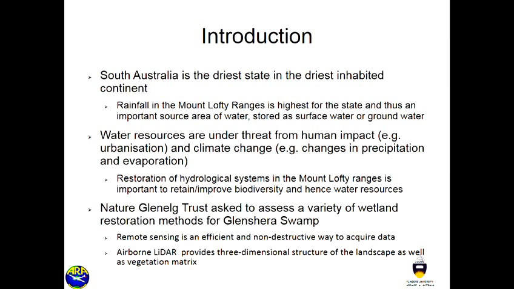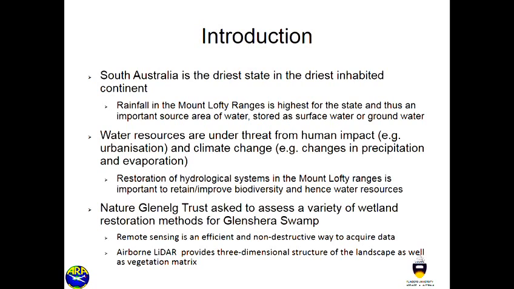So when we talk about swamps, we first have to recognize that South Australia is the driest state in the driest inhabited continent on Earth. It's only Antarctica which is drier, and this is not called inhabited. So rainfall in the Mount Lofty ranges and in the Fleurieu area is fairly significant for our water storage, for the ability to have enough water.